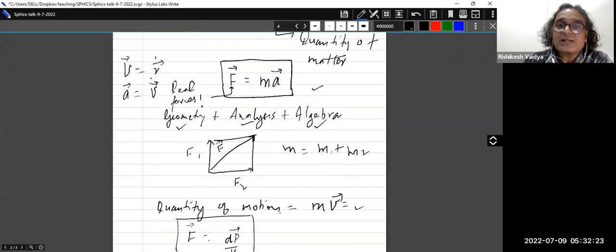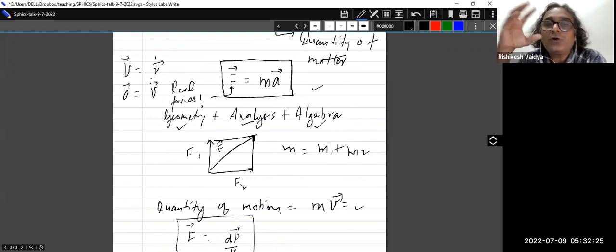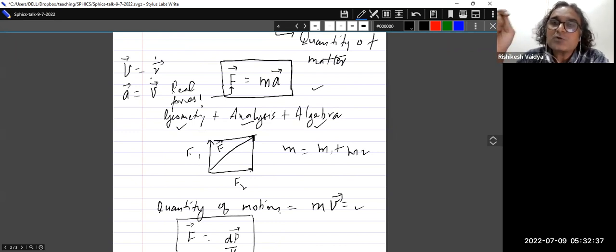Because Newton conceived, as I said, the whole analysis in terms of motion. What is it that constitutes motion? The crucial question was not velocity or mass. The crucial question was, what is it that constitutes motion? Of course, motion has to do with velocity, but is velocity alone constituting the notion of motion?